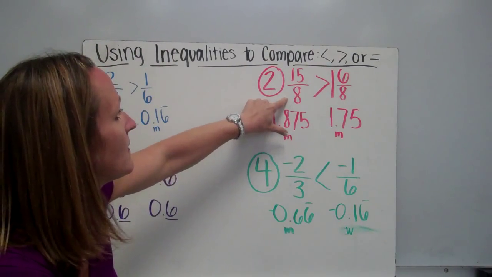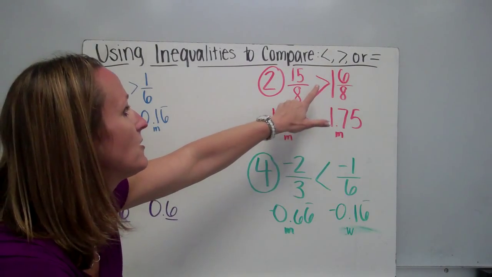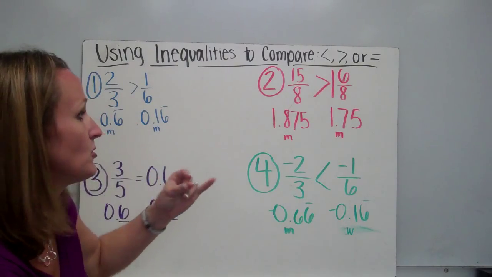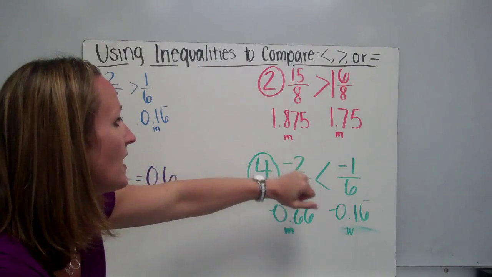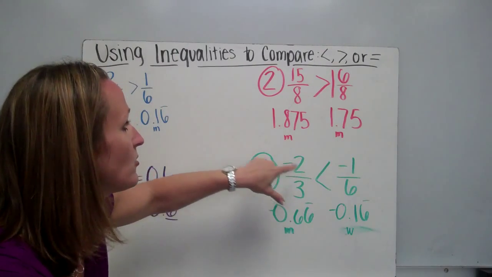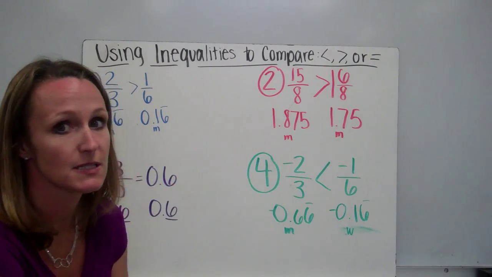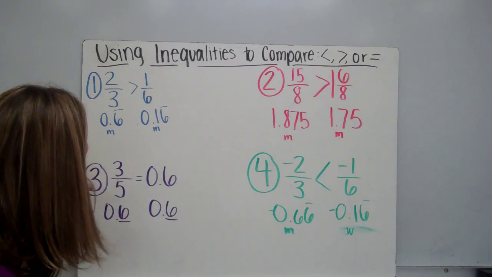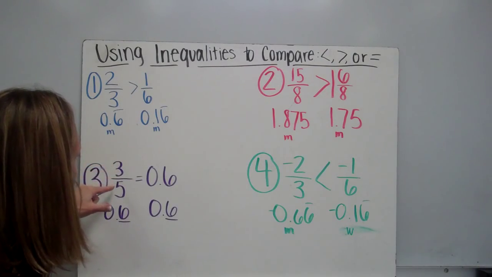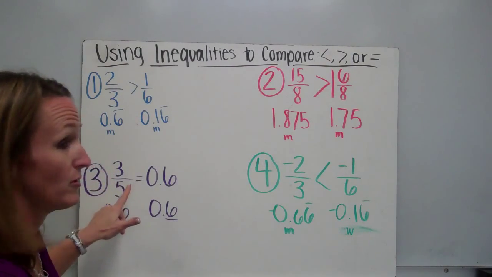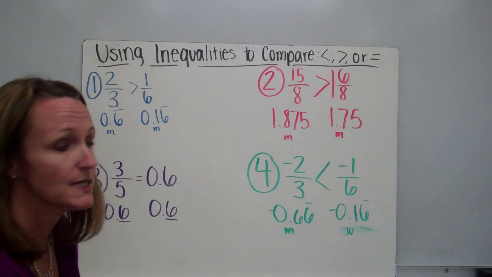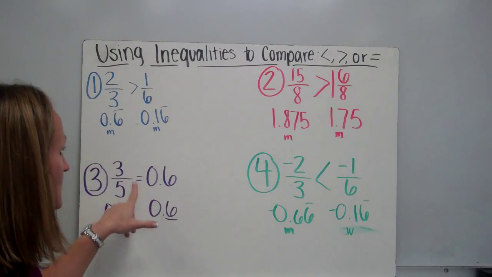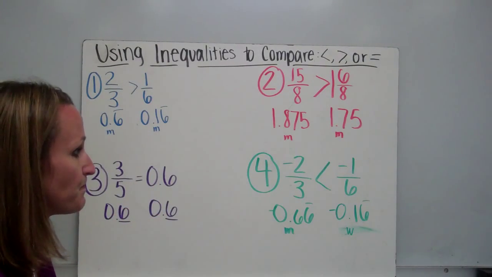What about this one? 15/8 is greater than 1 6/8. If we make them both into decimals, we get 1.875 and 1.75. We can see that this is larger than this. Always change it to a decimal, it just makes it faster. Looking at this, 3/5 is equal to 0.6. If we change 3/5 to a decimal, we get 0.6.